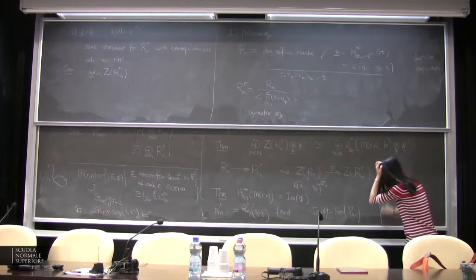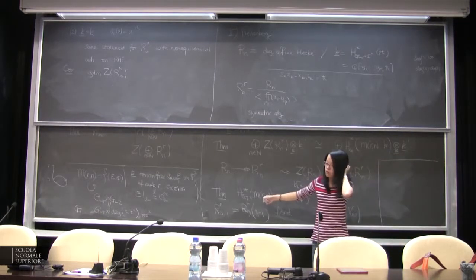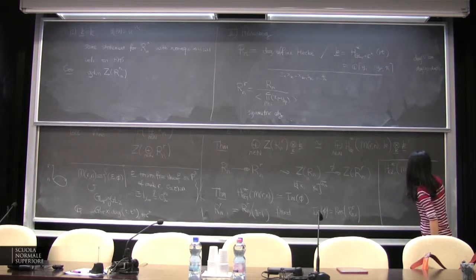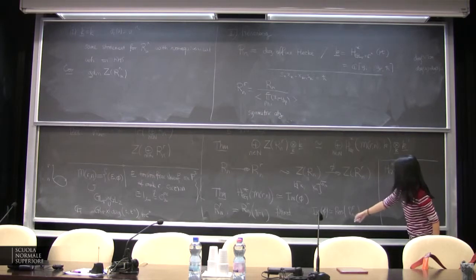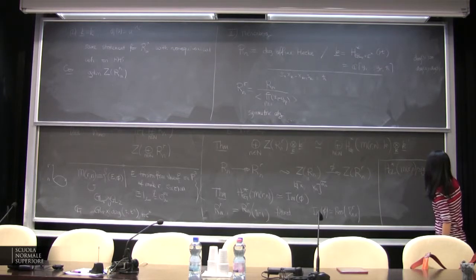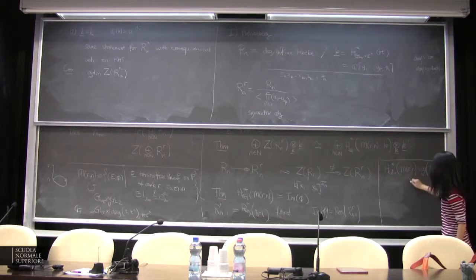In particular, this tells me that if I specialize h bar to 0, on the left-hand side, I get just the GL_R equivariant cohomology of M_R,n. But on the right-hand side, I will get the associated graded ring. So this gives a computation of this cohomology. So this is the ring.